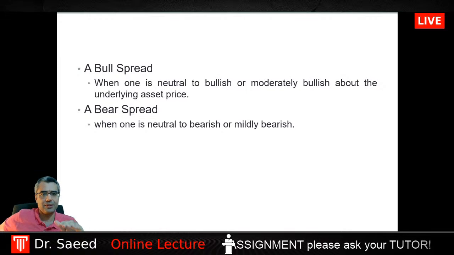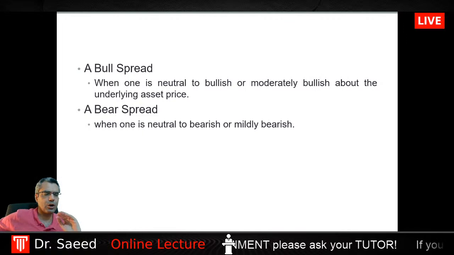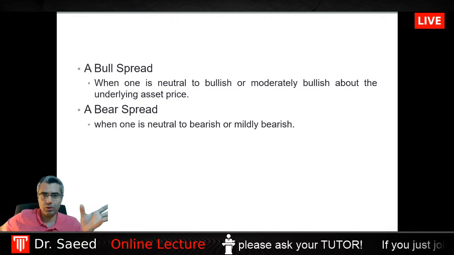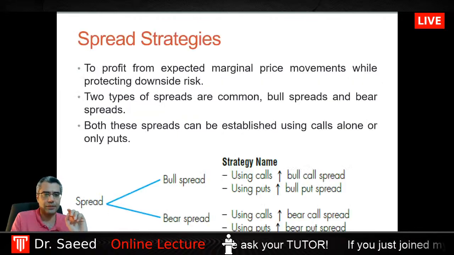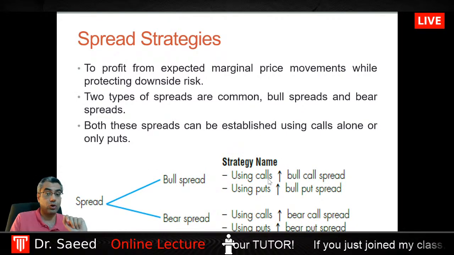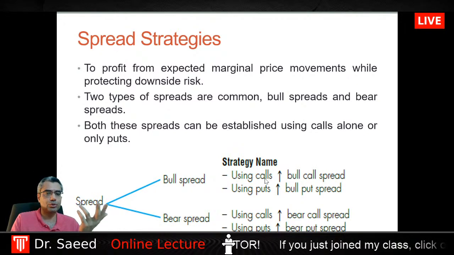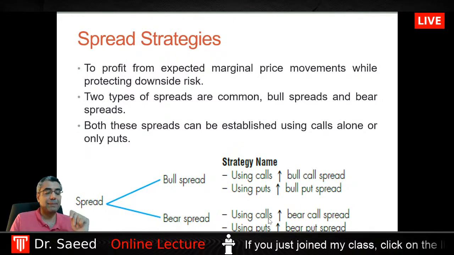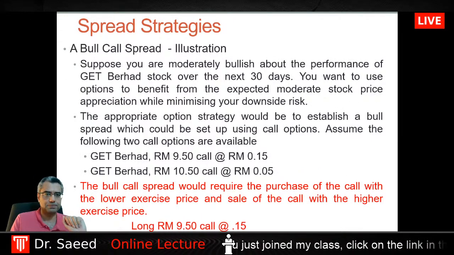Then a bear spread is used when someone is neutral to bearish or mildly bearish. How to implement it? You may use call or you may use put, right? So bull spread has two types. You can make it using two calls, or you can make it using two puts. So you long call, short call. Here you long put, short put. And then for bear spread, you can make it again using two calls, or you can make it using two puts.